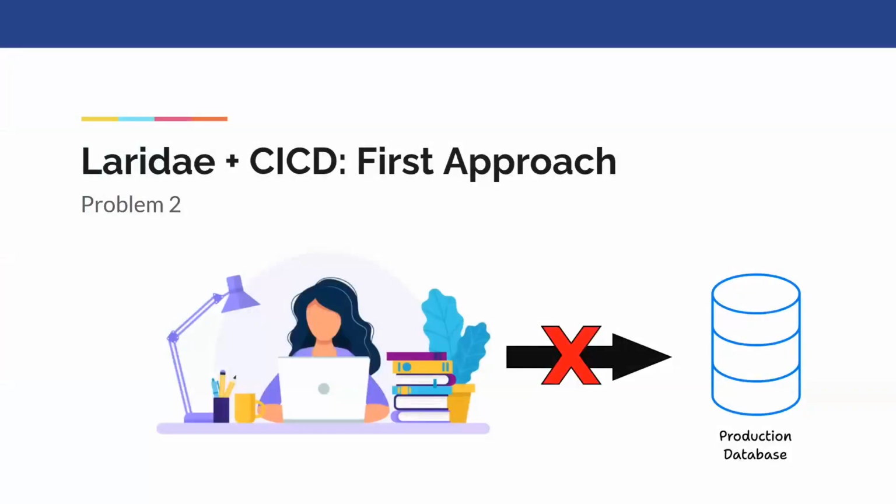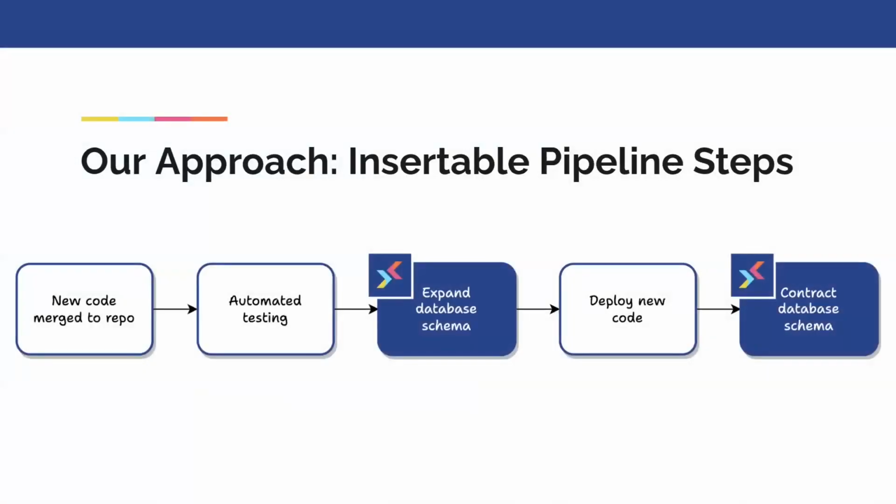Second, most engineers might not even have direct access to the production database if it contains sensitive customer information, so deploying schema changes might require intervention from DevOps personnel. Because of these issues, we opted for a different approach. Laridae offers steps for expanding and contracting the database that can be slotted into an existing deployment pipeline. This way, performing Laridae's reversible zero downtime schema changes becomes as easy as updating application code.